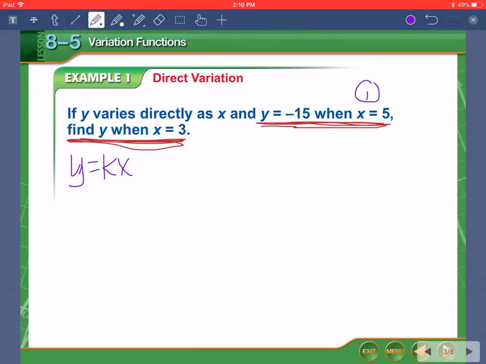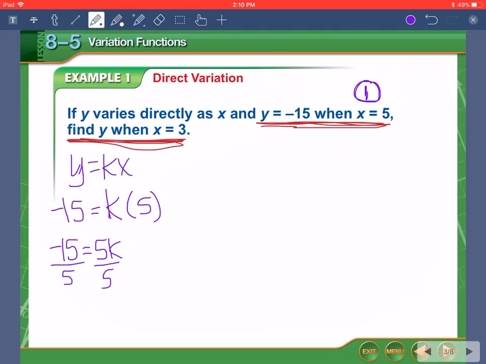Well, given this very first sentence, we know if y is negative 15, that equals k times when x is 5. So we really have negative 15 equals 5k. And we can solve for k really quick and easy by dividing by 5. So we get that k equals negative 3. So now instead of our direct variation equation being y equals k times x, we can say that it's y equals negative 3 times x.